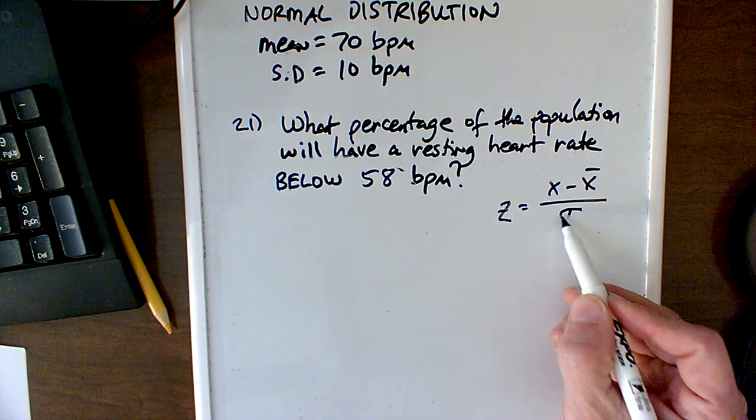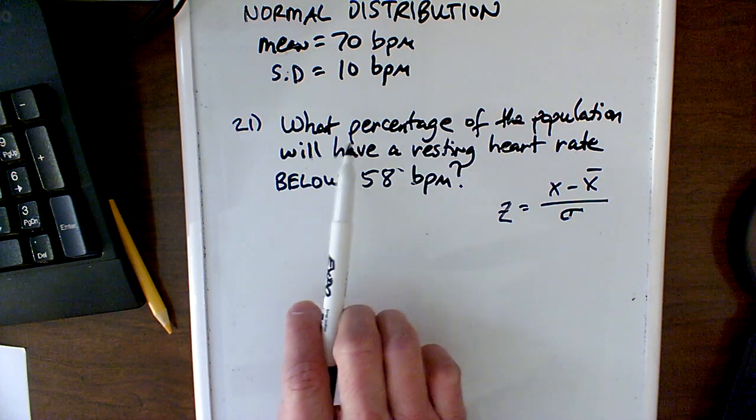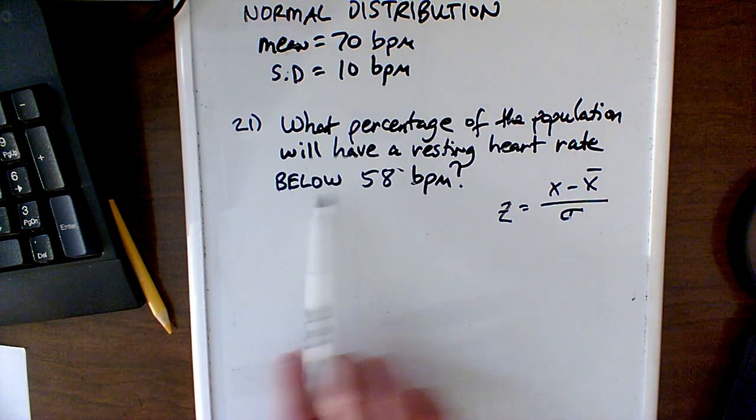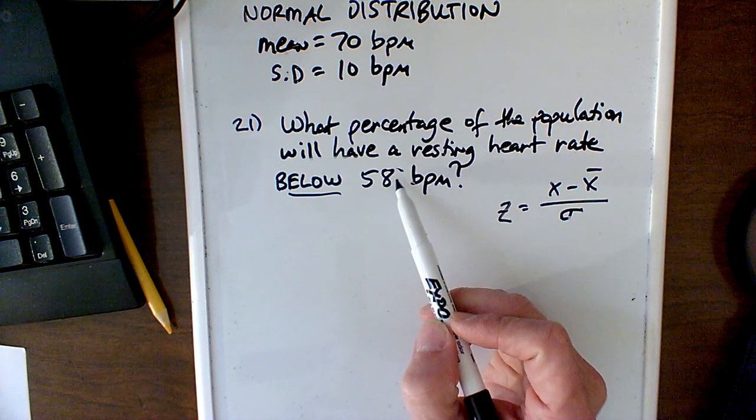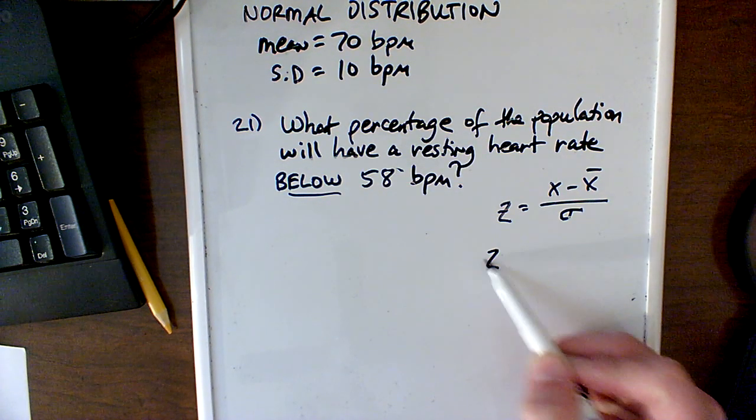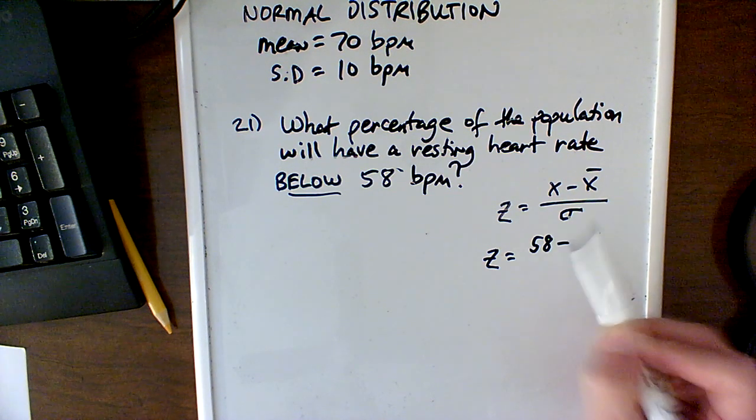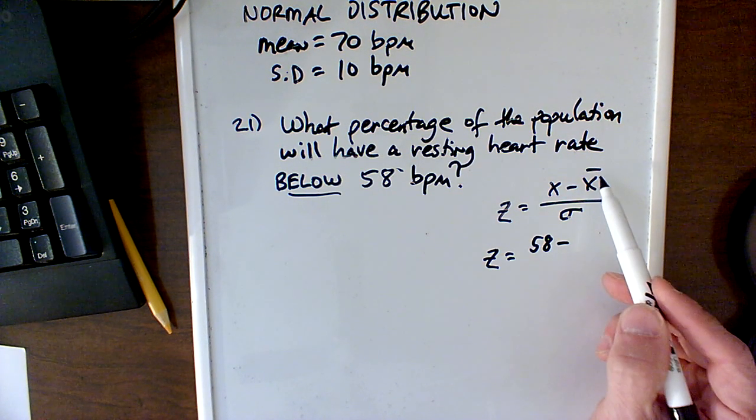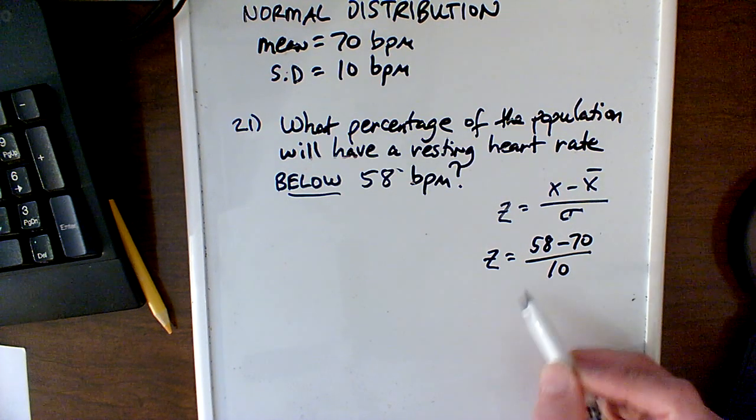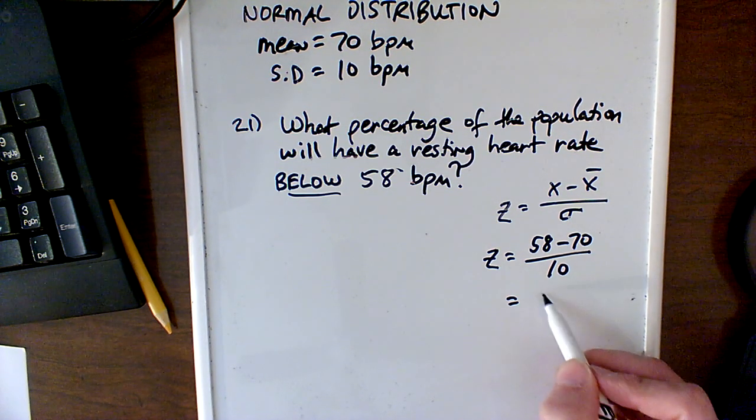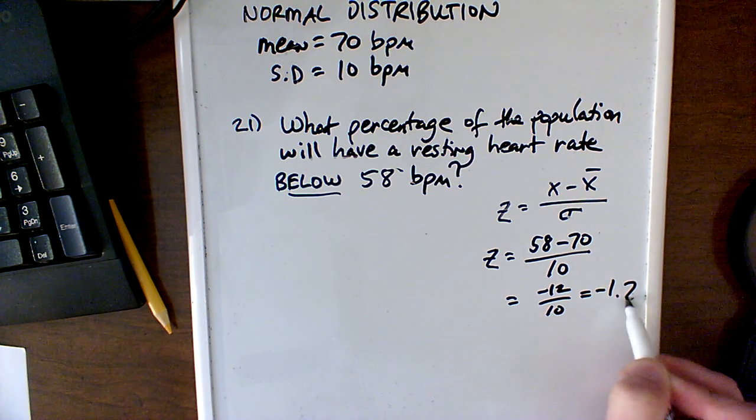So the next problem is, now, using the same data, what percentage will have a resting heart rate below 58 beats per minute. So we're going to find our z-score by plugging in 58 as our data point, minus x bar. The x bar, which is the mean, is 70, over 10. So now we have negative 12 over 10, which is negative 1.2.